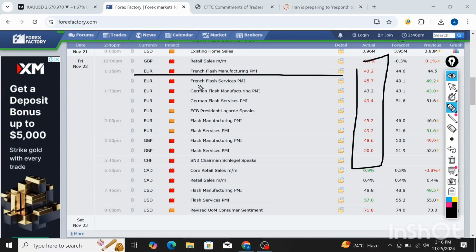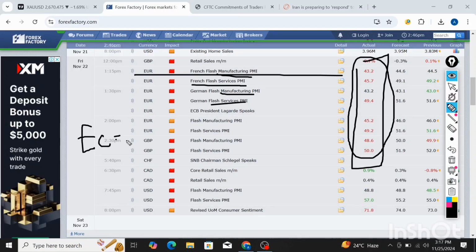Okay, so these are all the PMI numbers. You can see services PMI, manufacturing PMI, services PMI. So these are all the manufacturing numbers and services numbers out of Europe, and these numbers showed some contraction in the European economy.